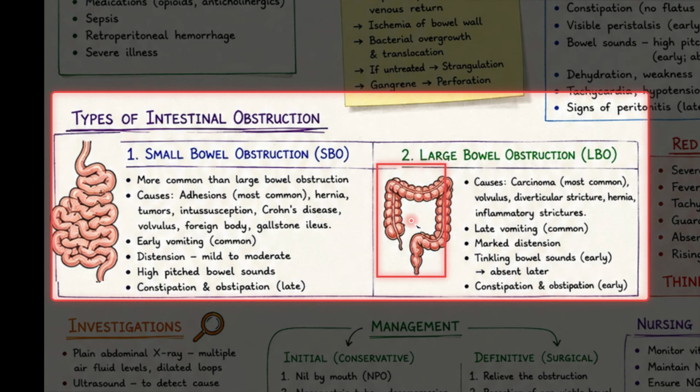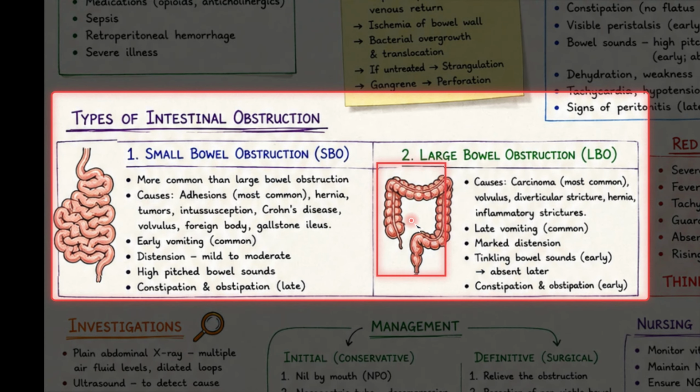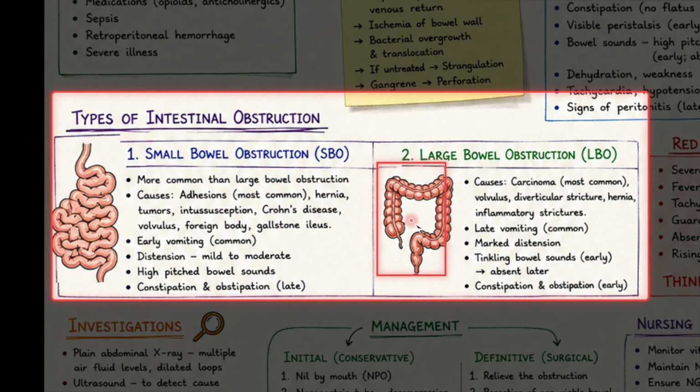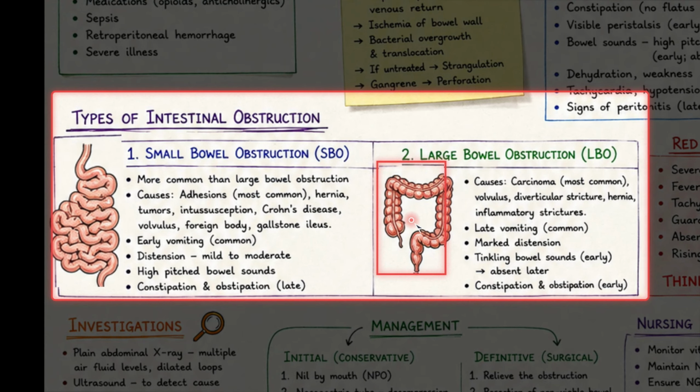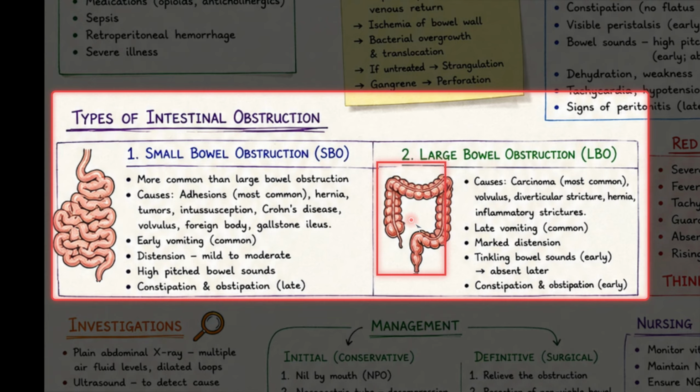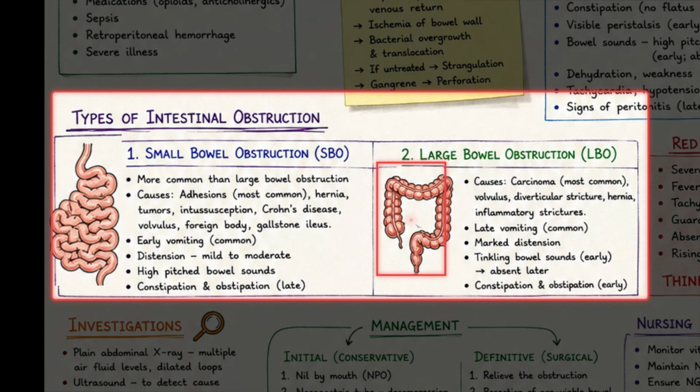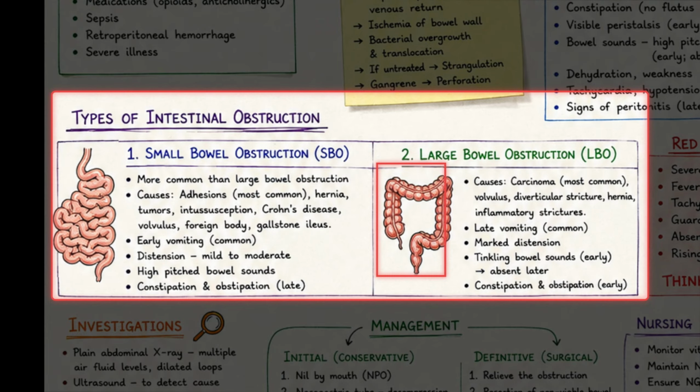In contrast, large bowel obstruction is predominantly caused by colorectal carcinoma, followed by volvulus, especially sigmoid or cecal volvulus, and diverticular strictures. Because the colon sits distal to the ileocecal valve, vomiting occurs very late in LBO, if at all. Abdominal distension is marked, severe, and predominantly peripheral along the abdominal flanks. In LBO, complete obstipation and inability to pass flatus occur early in the disease process.